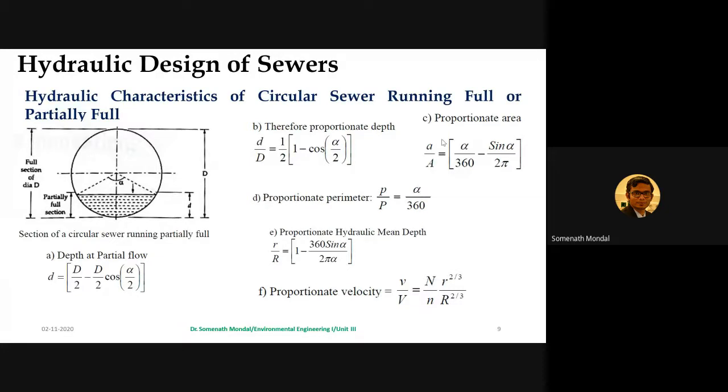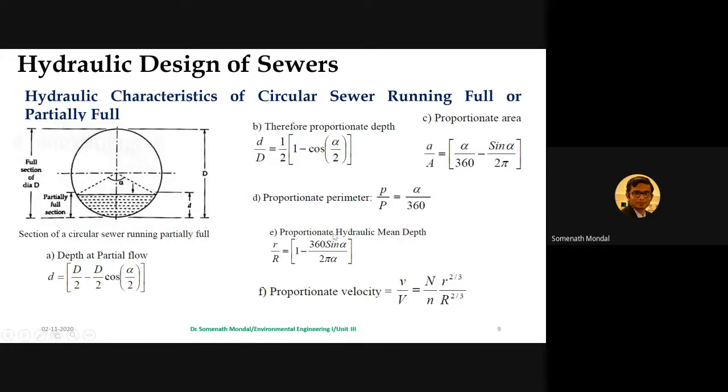Fine. Now accordingly, if we calculate the proportionate hydraulic mean depth, so what you need to do is, for running partially full, you need to calculate the small r, so that is small a by small p. So small a you have already derived, and small p also you have already derived. So if you do that, you end up getting d by 4 into this particular term. Fine, d by 4 into this particular term.